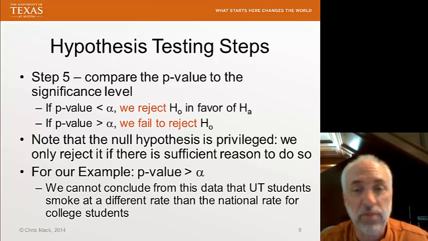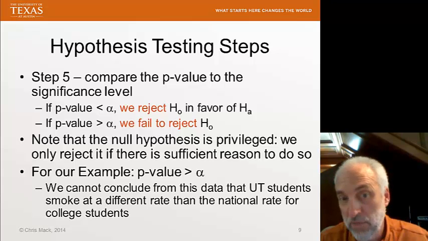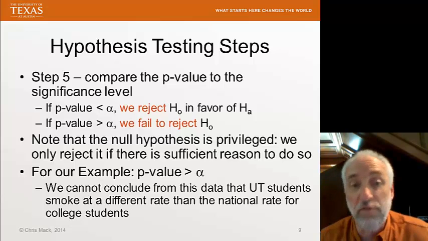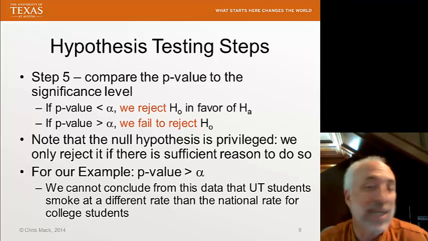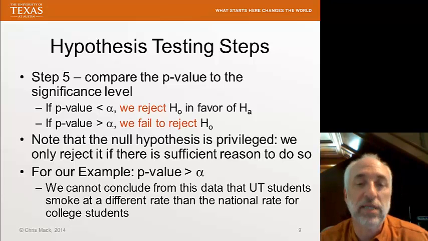In our example, the p-value is bigger than alpha. P-value is 0.25, alpha is 0.05. Therefore, we cannot conclude from this data that UT students smoke at a different rate than the national rate for college students.